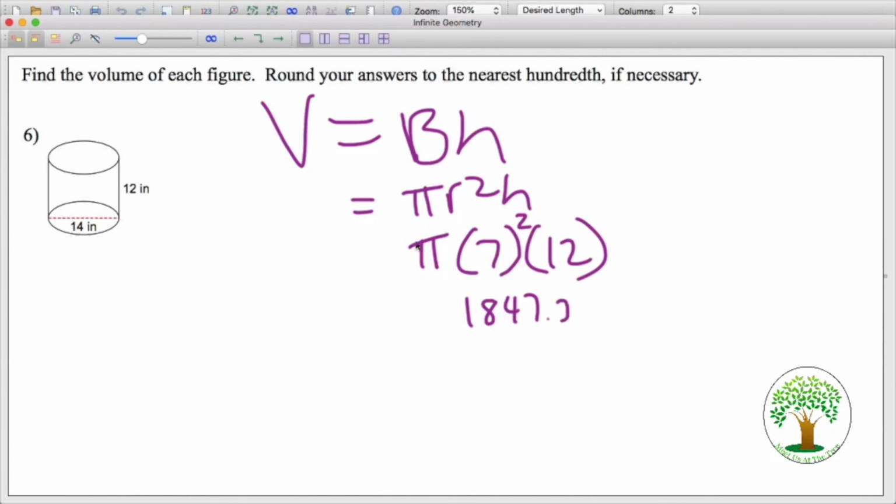1,847.26, rounded. That's the right answer. 1847.26. Inches. Like it's a date. This is not history class. Inches cubed, yes.